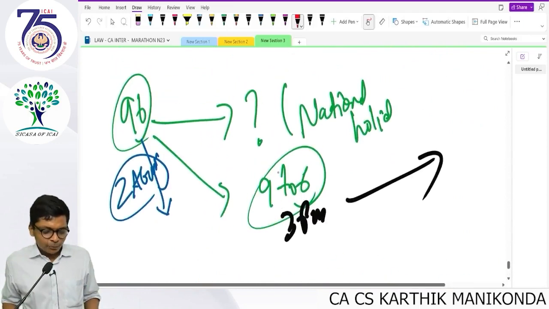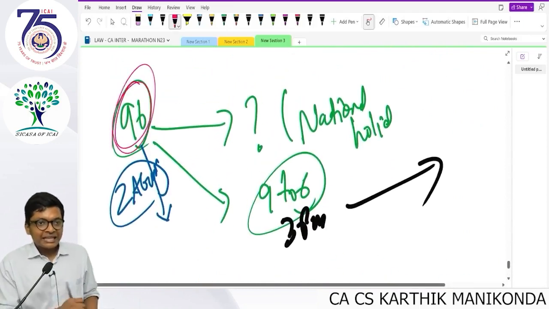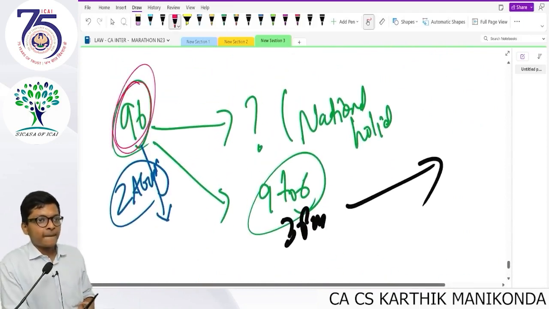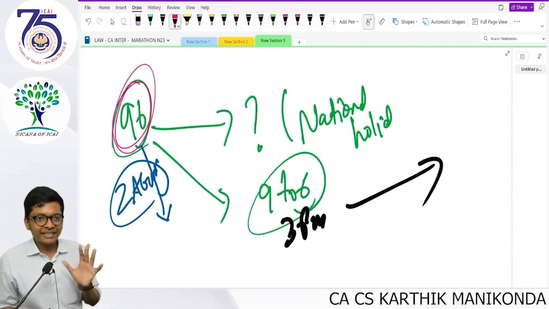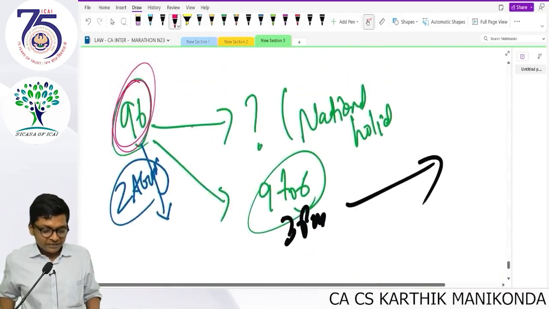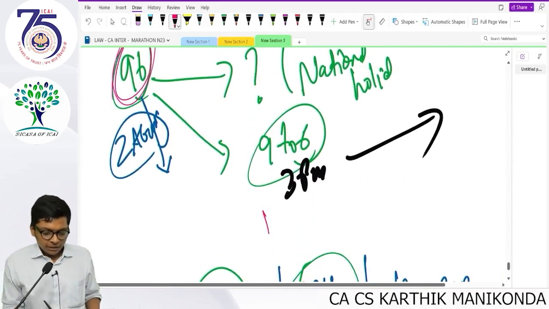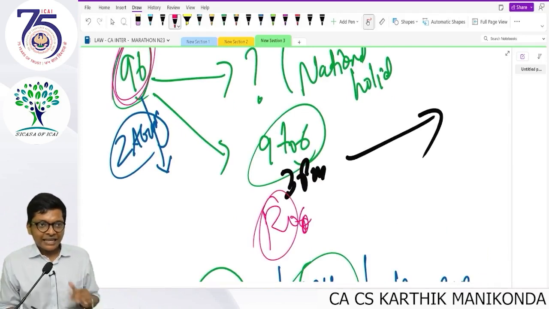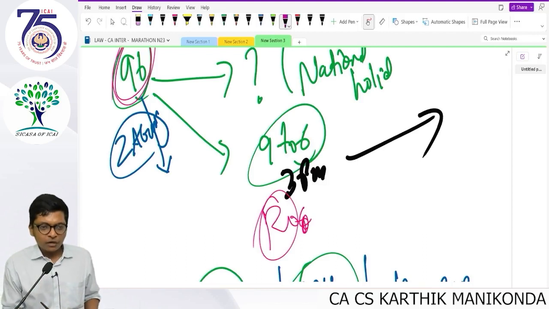Then any other key provisions in section 96? These are the key provisions. AGM, business hours, then the place where the AGM should be held. It should be held at the registered office. Can I keep it somewhere else? With the consent of?